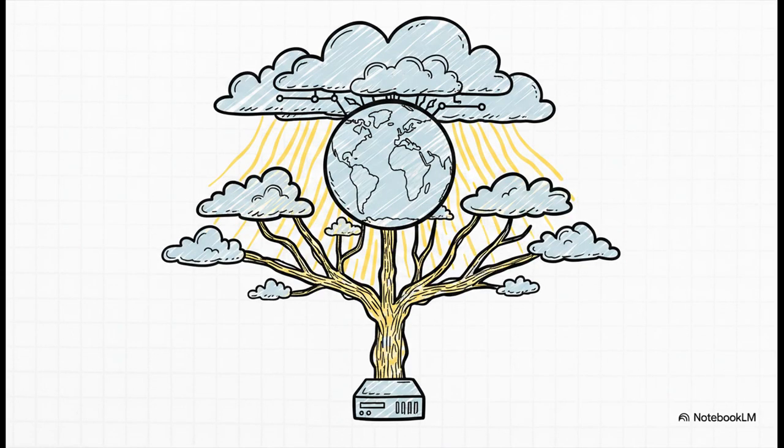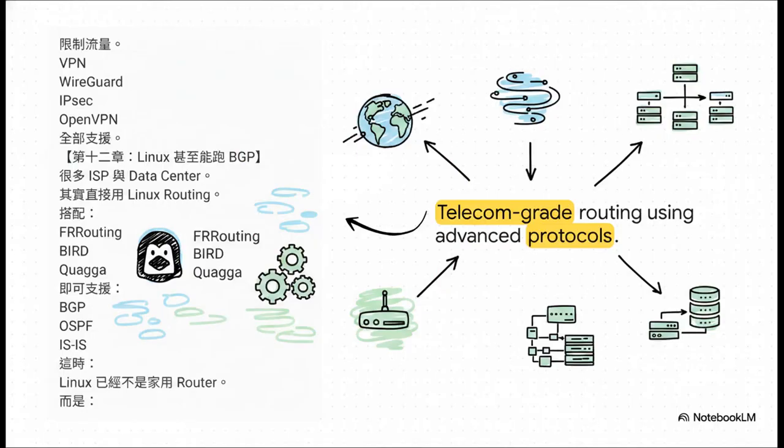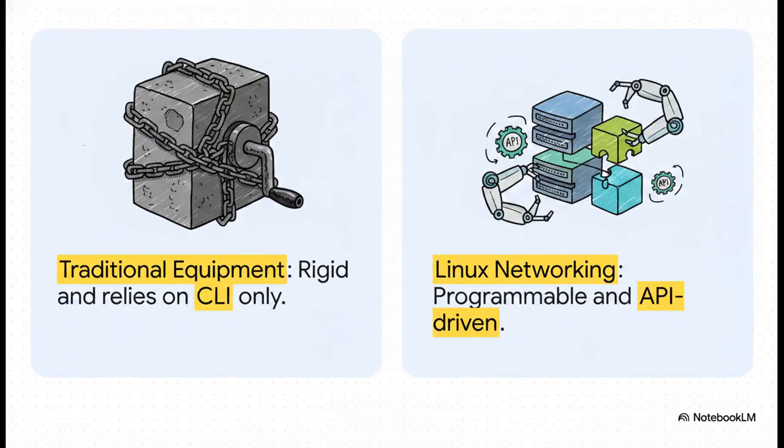Finally, let's explore Phase 5: driving cloud and future networks. It is literally staggering what a simple Linux box can do, but we need to scale our perspective up even larger. When you look at major ISPs and massive data centers, they often completely bypass proprietary hardware and rely directly on Linux routing. By installing software suites like FRRouting or BIRD, Linux drops the home router disguise completely. It becomes a full-on, telecom-grade powerhouse, capable of running the heavy-duty protocols that hold the internet together, stuff like BGP and OSPF.